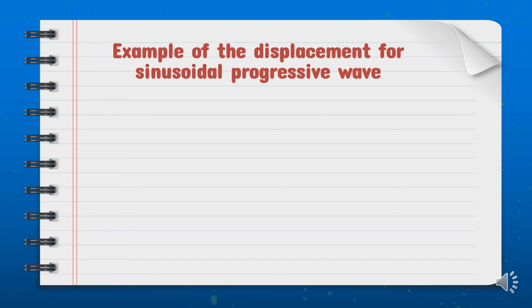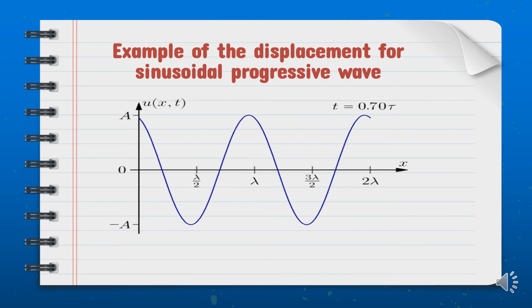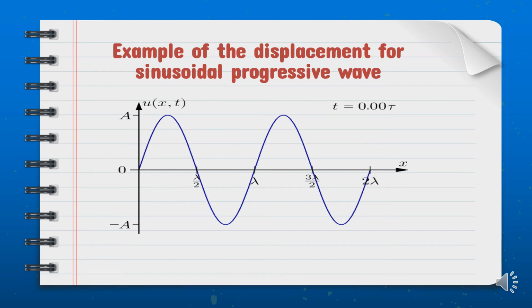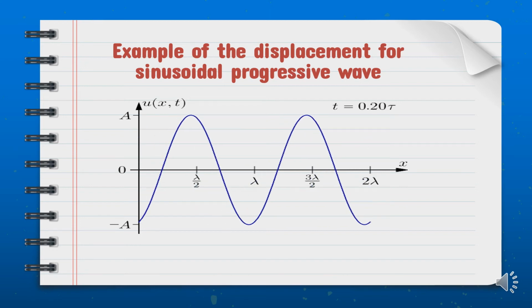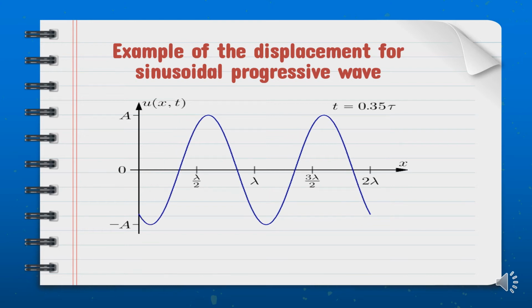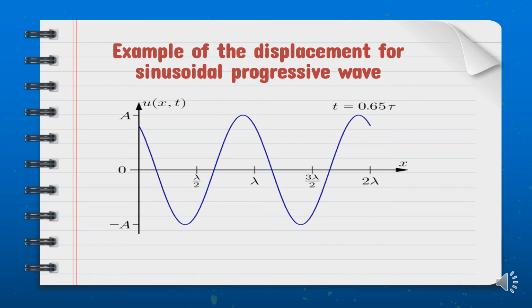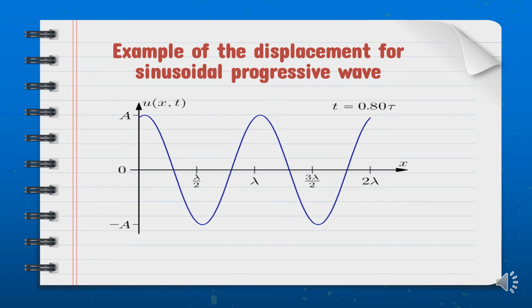Examples of the displacement for a sinusoidal progressive wave. Okay, this is the graph of displacement against distance. From this graph, it shows the displacement of all the particles in the wave at any particular time.